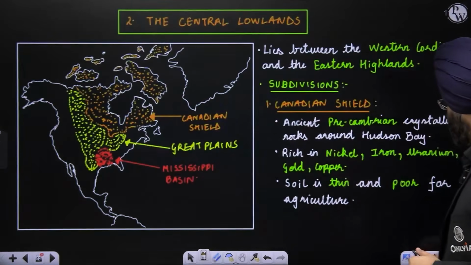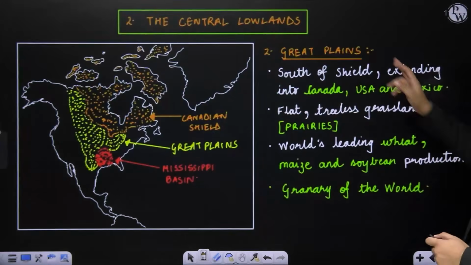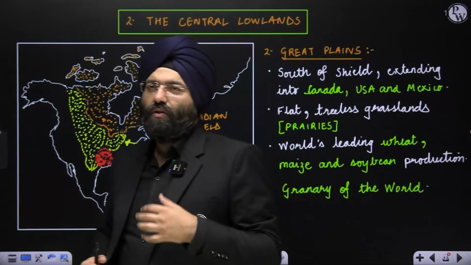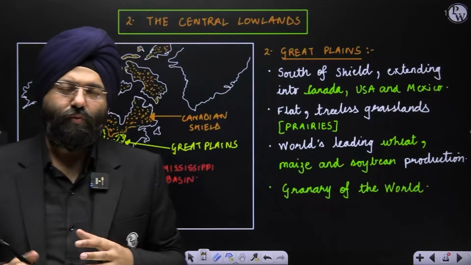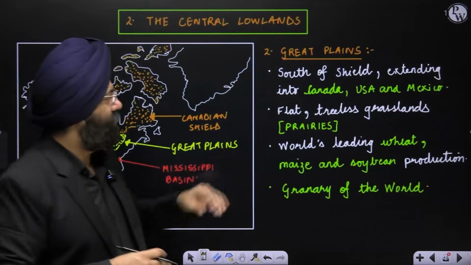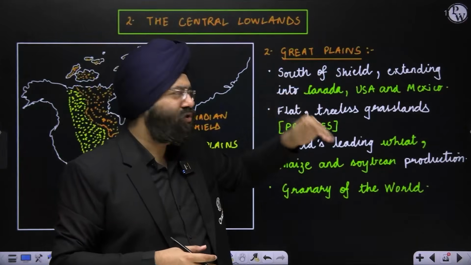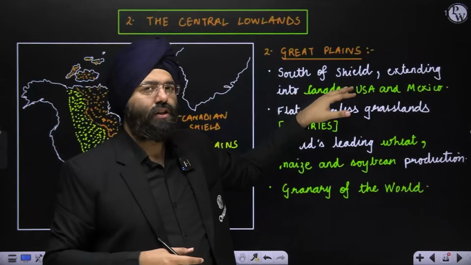Now let's move on to the next part. Great Plains. By the Great Plains, you should already understand this is a region where a lot of agriculture is being done, right? And a lot of production of wheat and all would be done. Now see, it lies to the south of the Canadian Shield, extending to Canada, USA and even Mexico.